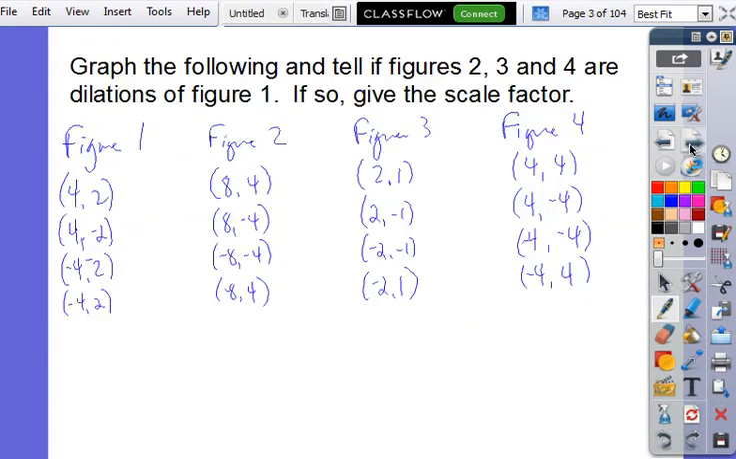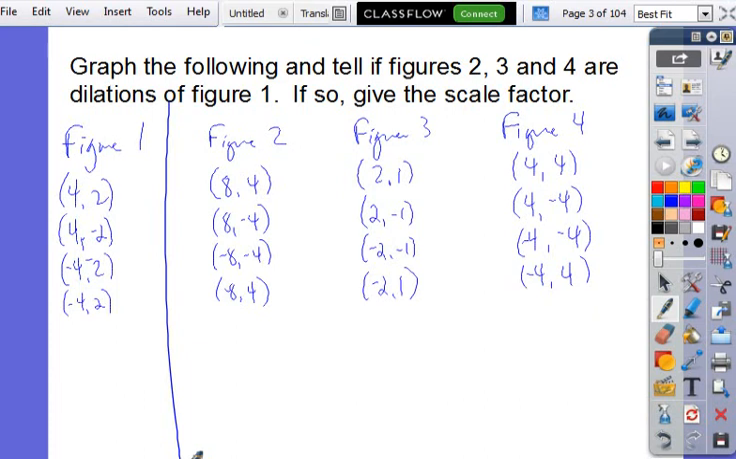All right, how can I look at this right here and tell if it's dilated or not? Now, figure 1 is by itself, so that's the original. That's what we're starting with. So how can I tell if figure 2 is a dilation of figure 1? Can I multiply these numbers by something and get the second set of numbers? Yes. What can I multiply by? 2. So then the scale factor is 2, and you know it's a dilation.